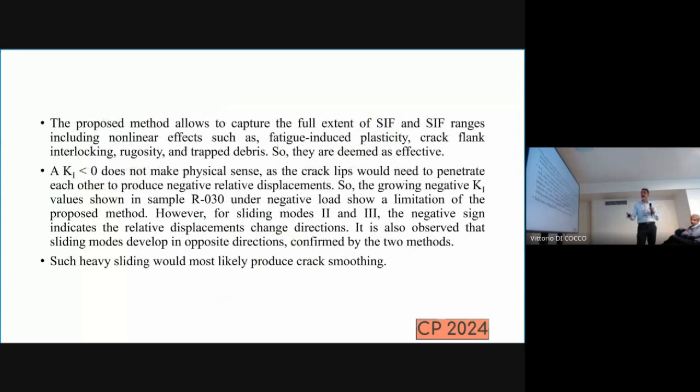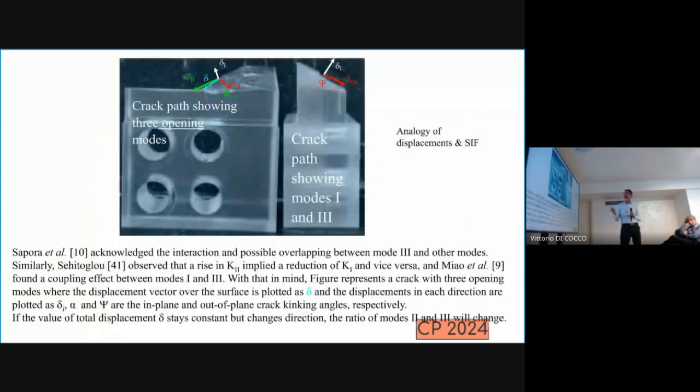We also show here that K1 does not make physical sense, like I told you before. Here you have to account for the sign of the displacement, remembering that for sliding, the sign only means that it is a relative sliding, and that sliding would most likely produce smoothing of the crack. Here I'm also trying to draw an analogy between displacements and stress intensity factors. There are some indications in the literature of doing that before for modes 1 and 2. Here, I'm trying to extend it to mode 3.